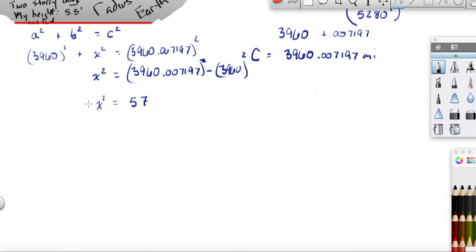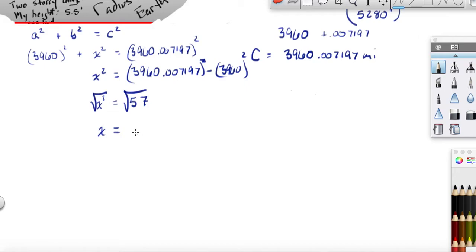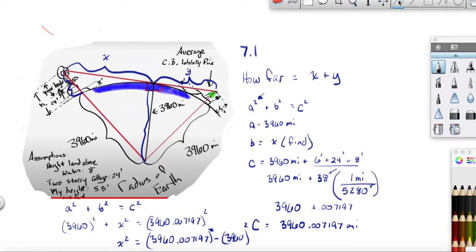What are we going to do to this? I'm going to take the square root. The square root of 57 is about 7.5 miles. So 7.5 miles. That is the distance from Mac here to the horizon right here.